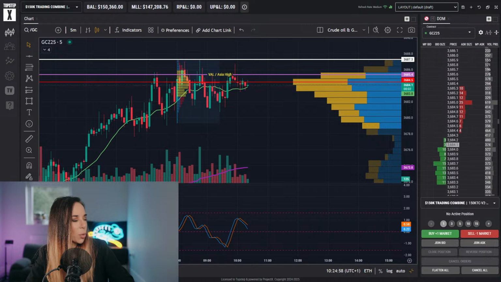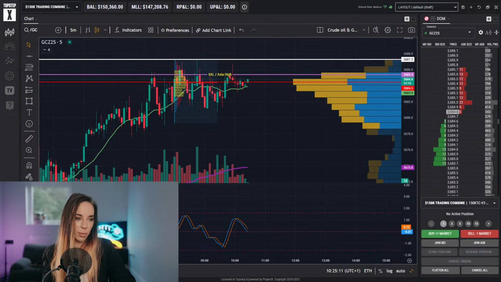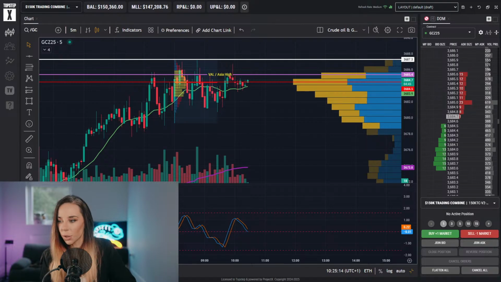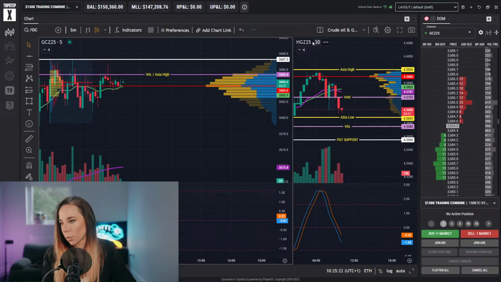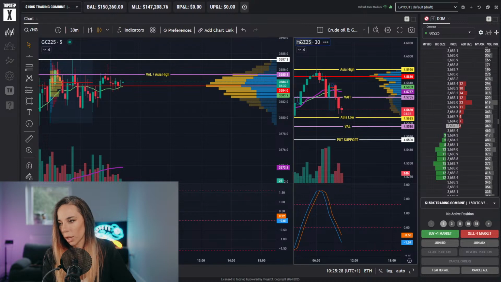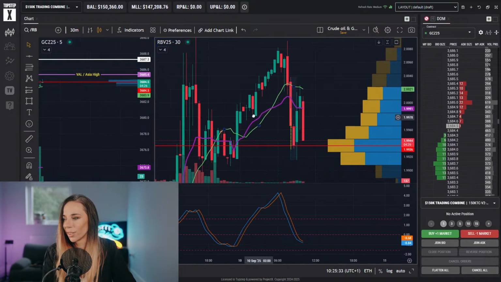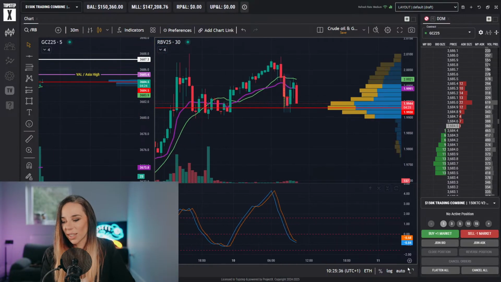Didn't see anything super obvious apart from the failed auction. Let's have a look. Since we had Coach Robert in here, it's only natural to have our RBOB analysis. Okay, so let me change the copper chart to RBOB, not the interval, the actual product. Thank you. Come on, look alive. All right, let's analyze RBOB.